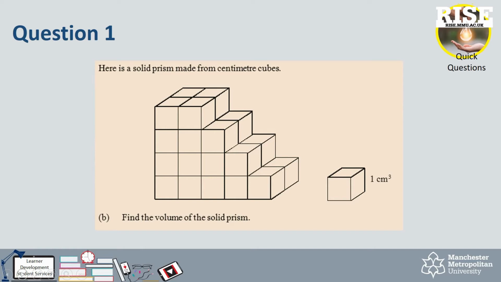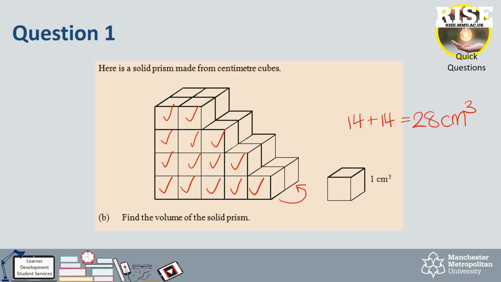Let's consider these questions then. If I wanted to find the volume of this solid prism, let's count the amount of cubes that I can see on that front face. So far I've got 5, there's 9, and there's 14. And I know it's a double layer prism. So I've got 14 on the front face and another 14 on the back. That would give me a volume of 28 centimetres cubed.